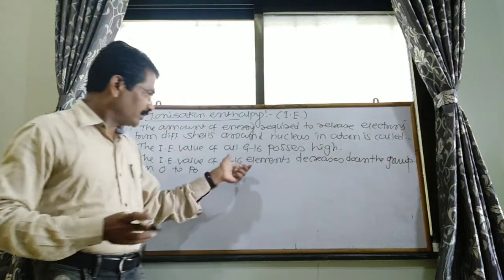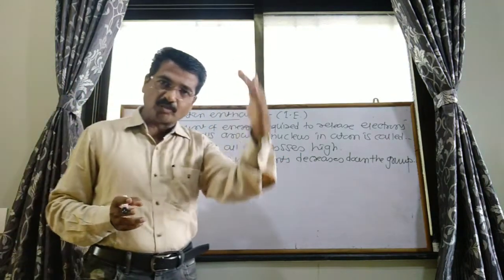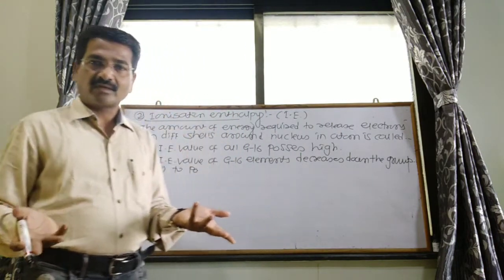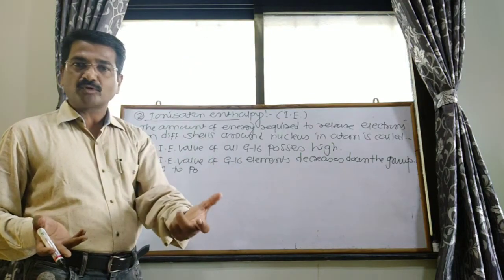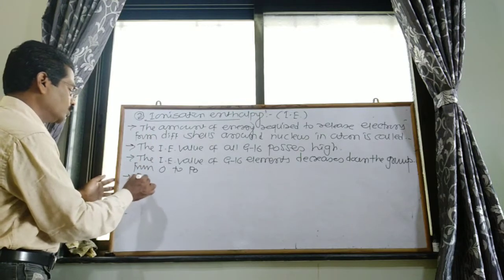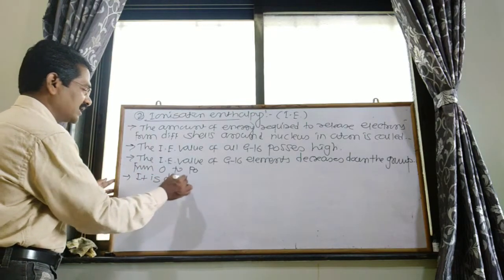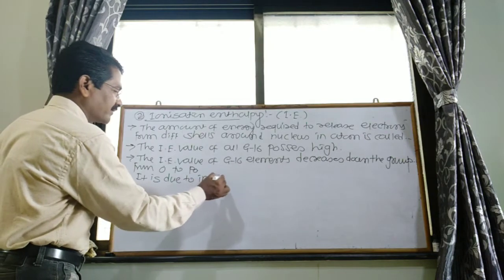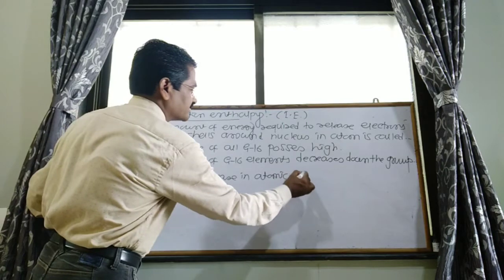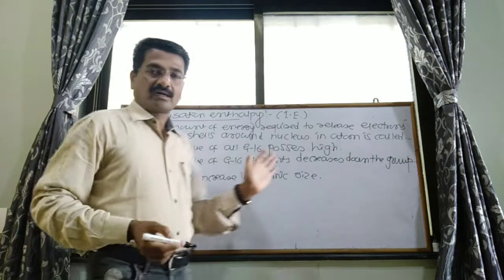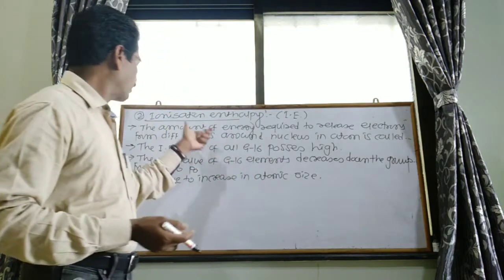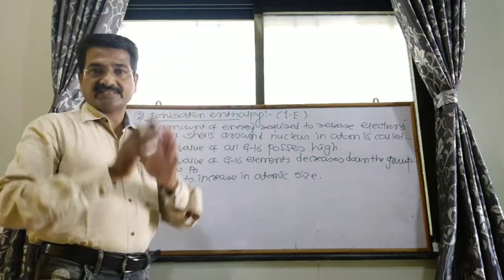The ionization enthalpy of G16 elements decreases from top to bottom. It is due to increase in atomic size. We know the atomic size increases from top to bottom. Therefore, ionization enthalpy decreases. From top to bottom, atomic size increases, therefore ionization enthalpy decreases.